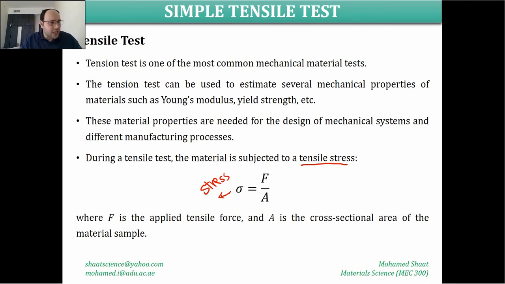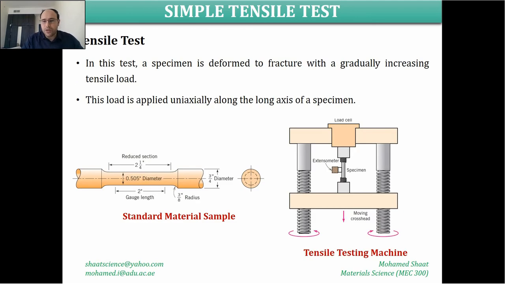So how is the tensile stress during the simple tensile test generated? This requires a force, and it is related to the force: it is equal to the force divided by the cross-sectional area of the material sample.